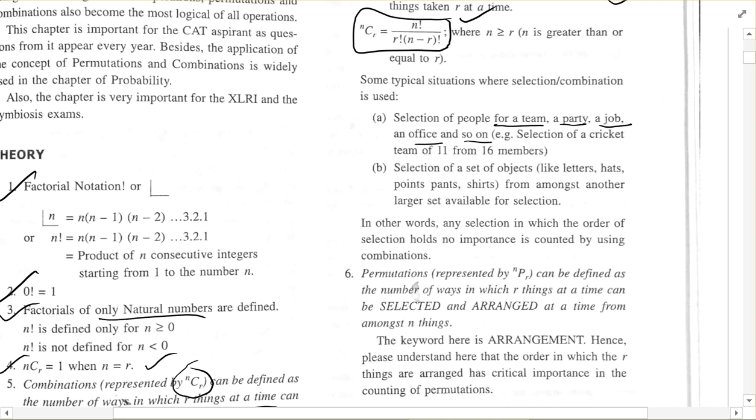Clearly, when we are deciding a team, there is no concept of team leader, captain or vice captain readily. That will be decided after selection of the team, and that will be a different case. But at first, if we have to select 11 people, then that is selection. There is no position or order, so that is selection. If there is order, then that will not be selection, that will be arrangement.